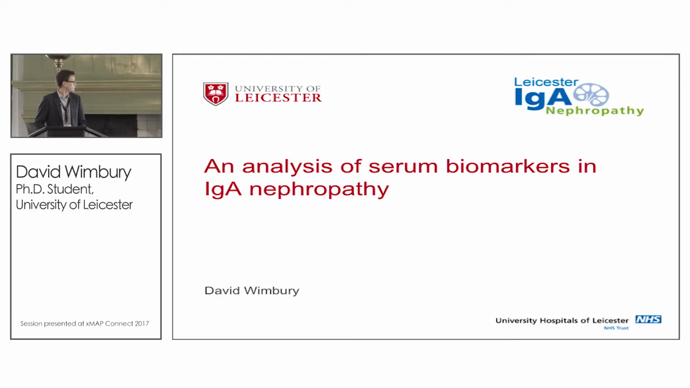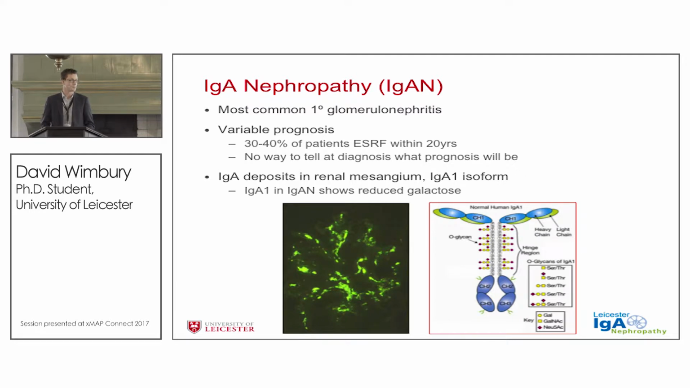So I'll just start with a bit of introduction about IgA nephropathy. It's the most common primary glomerulonephritis worldwide, with an incidence of around one new diagnosis per 100,000 people per year in developed countries. The prognosis is quite variable, with 30 to 40% of patients progressing to end-stage renal failure within 20 years of diagnosis. And at present, there's no way to tell how the disease will progress at that diagnosis.